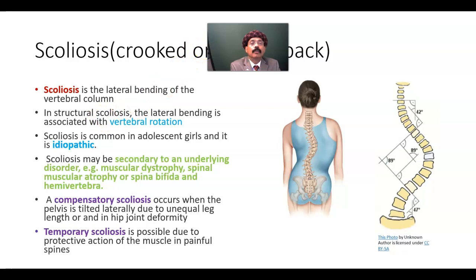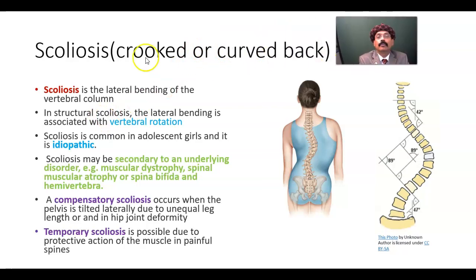Now we'll go to a very common condition, that is scoliosis, a crooked or curved back like this. This may happen: lateral bending of the vertebral column. In structural scoliosis, the lateral bending is associated with vertebral column rotation. Scoliosis is common in adolescent girls and it is idiopathic. We don't know the exact cause.